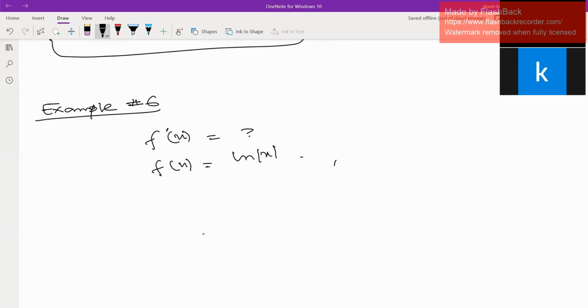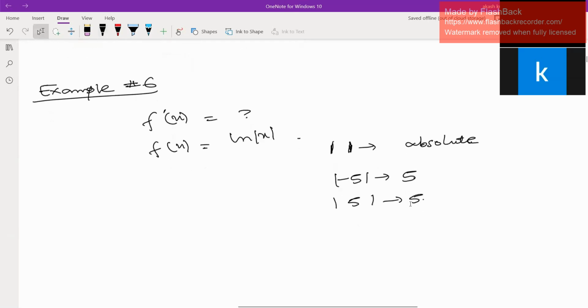So this symbol, two straight lines, is used for absolute values. Whatever the value of it, if it's minus 5, then it becomes 5. If it's 5, then it becomes 5 only. Whatever the value inside, if it's negative, it makes it positive. It gives us the absolute value of the function. What if the negative sign was outside the absolute value? You mean something like this? Yeah. Then it will be minus 5. If it's inside the absolute function, then it becomes positive.